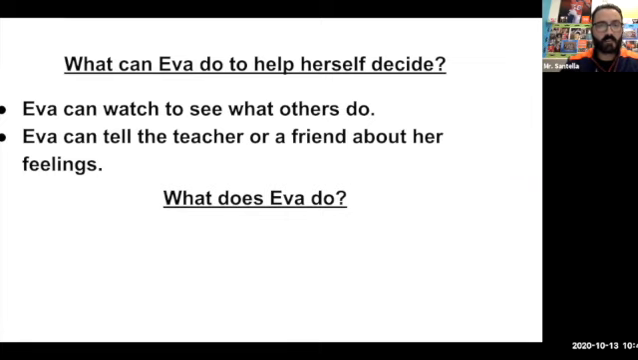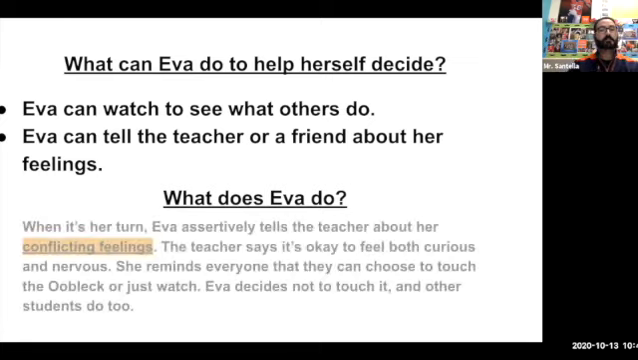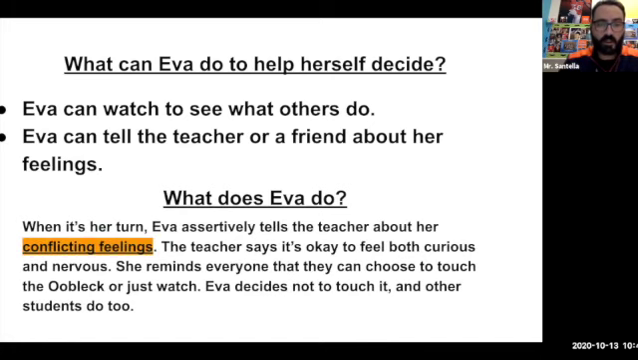All right, what do you think Eva actually does? Well, when it's her turn, Eva assertively, and remember we talked about assertive, she assertively tells the teacher about her conflicting feelings. Guess what? The teacher's like, okay, cool. The teacher says it's okay to feel both curious and nervous. She reminds everyone that they can choose to touch the oobleck or just watch. Eva decides not to touch it. And guess what? Other students do too.